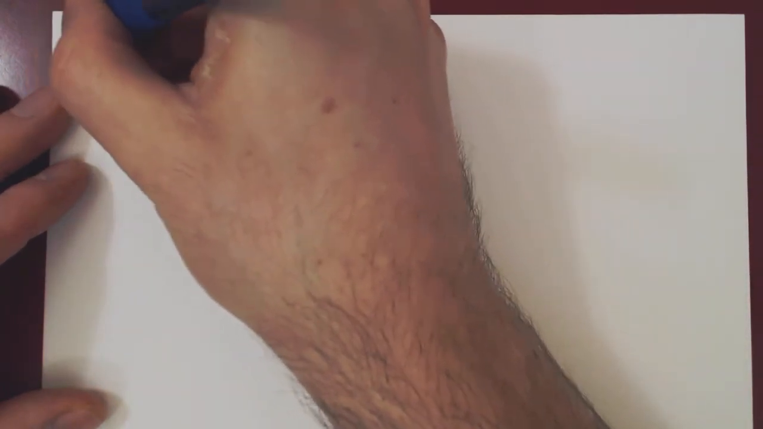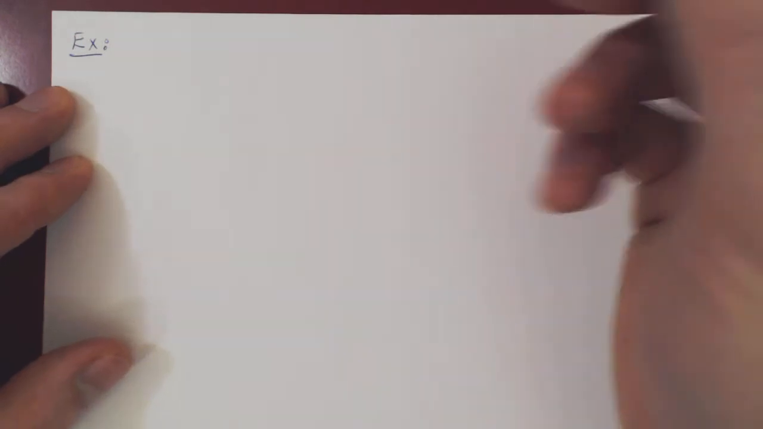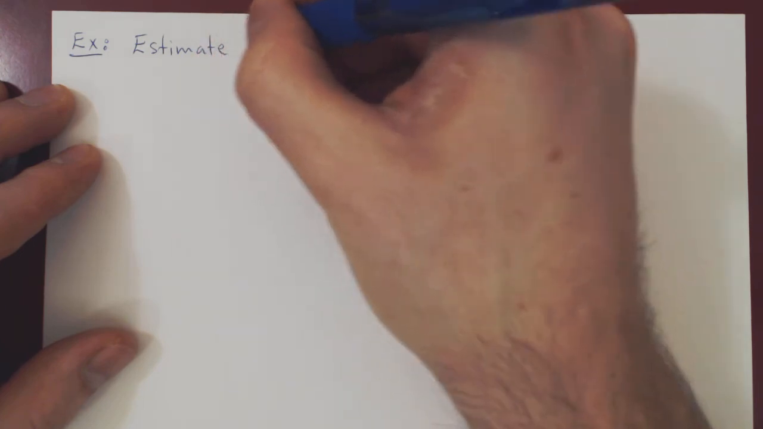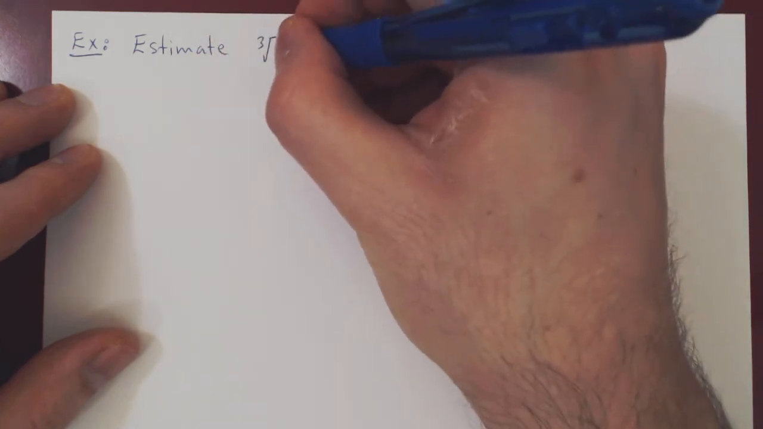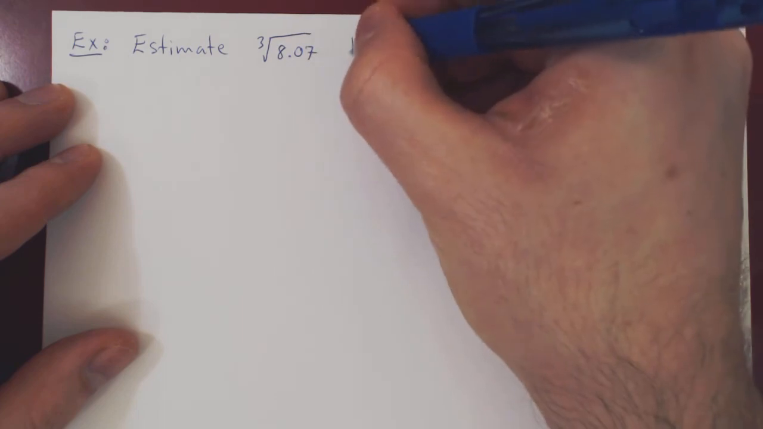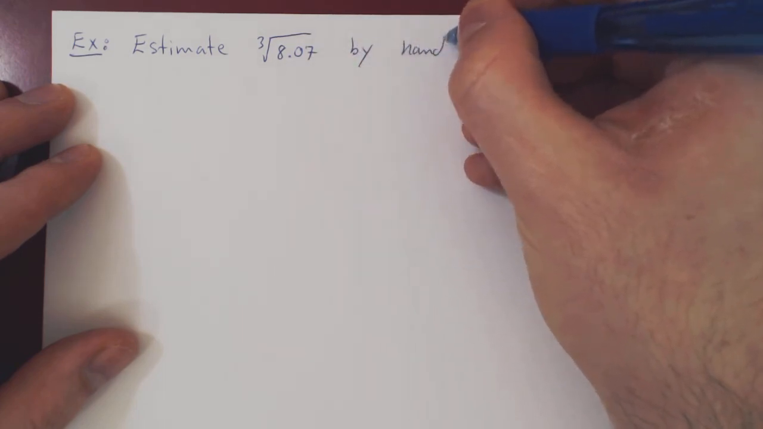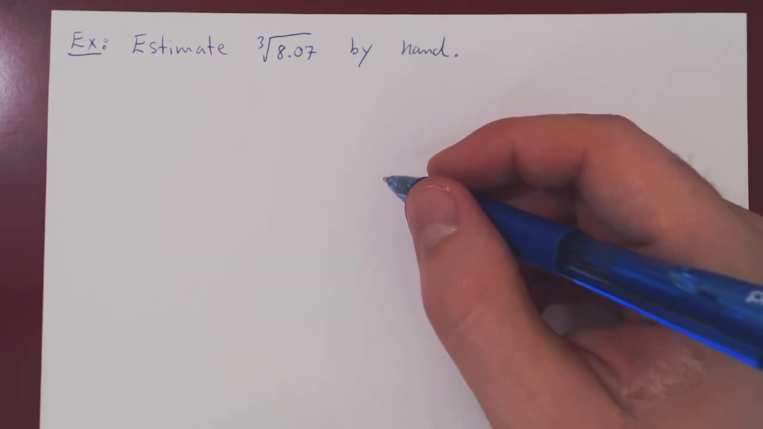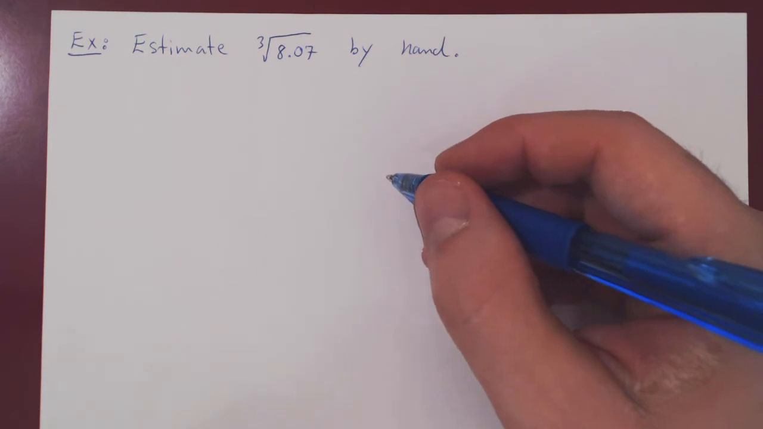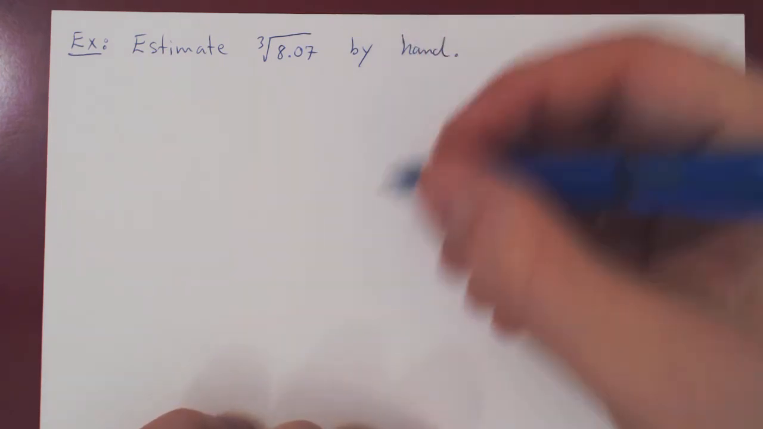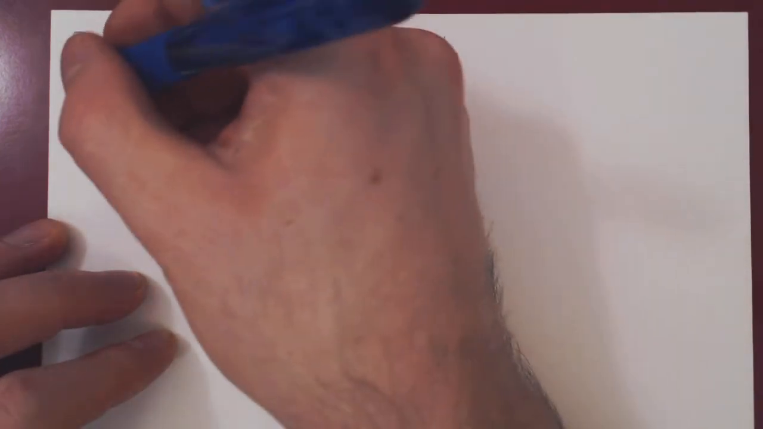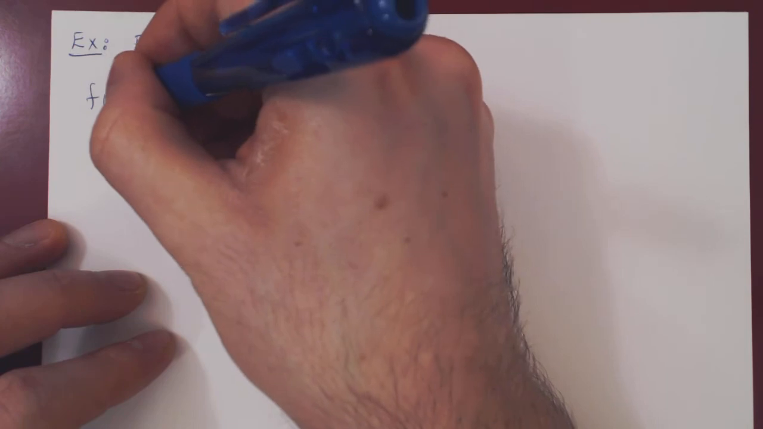So suppose we say by hand, we wish to again estimate the cube root of 8.07. Now here, I will not sketch a graph of the function, because once you get the idea of linear approximation, the sketch becomes irrelevant. Of course, if it helps you, feel free to use it. Well, as we've said before, we need two things. What is our function? What is our point of interest?